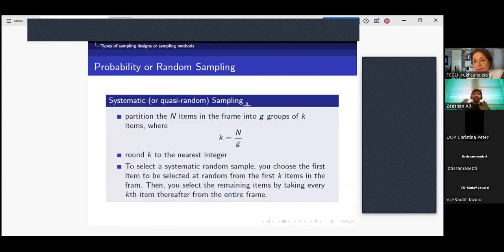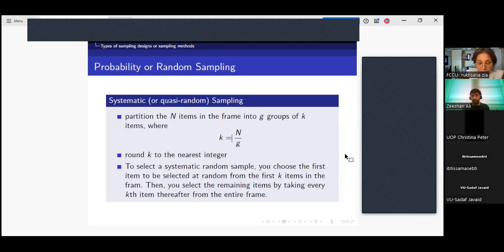we just partition the N items in the frame into G groups of K items. And K is determined using this formula: we have N items and we divide it by the number of groups, and then we get a specific integer. If it is a fraction, you can use another technique, circular sampling, or another way is to just approximate it to the nearest integer, and then select a sample.